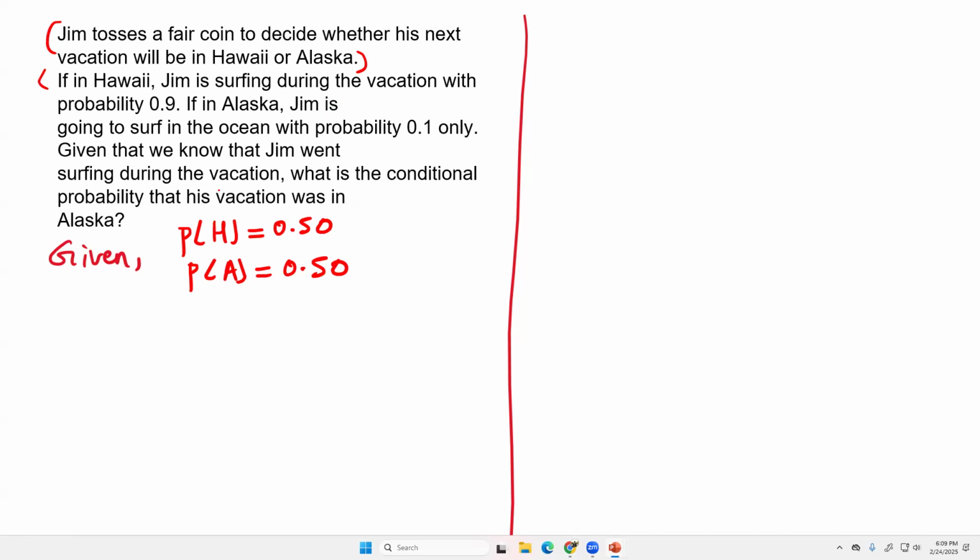What about this part? If in Hawaii, Jim is surfing during the vacation with a probability of 0.9. If he goes to Hawaii, the probability that he'll be surfing is 90%. If he goes to Alaska, the probability that he's surfing is 10%. Okay, so how do you write it down?